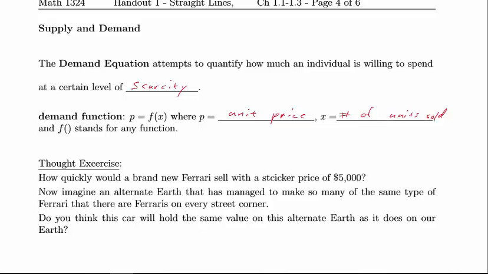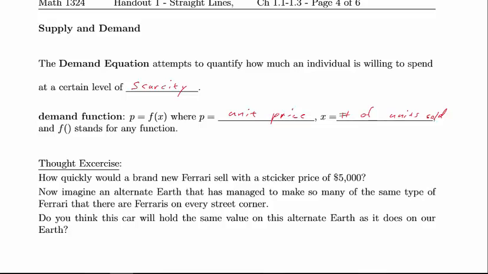We're going to imagine we're on an alternate Earth, and on this alternate Earth, they have managed to produce so many of these fine automobiles, these Ferraris, with nothing wrong with them. And they're on every street corner. They're all over the place. You can't go a mile without seeing at least 3 of these Ferraris. And if someone tries to sell that Ferrari for $5,000, well, they're going to be laughed right out of the store, wherever you happen to be, right? It's so commonplace, right? Everyone has quick access to it.